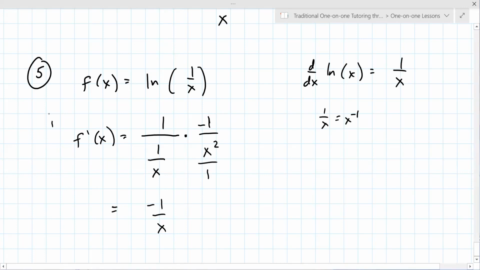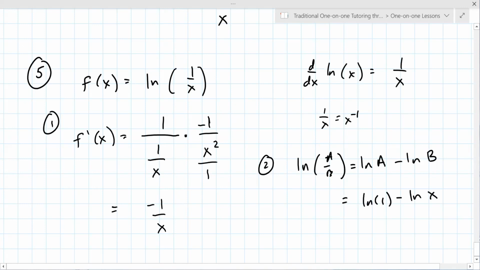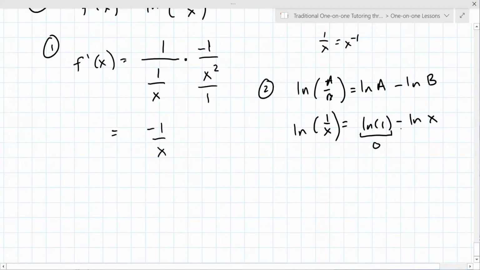Okay, now way 2. This is way 1, and then here's way 2, because you might actually see this. There's a property: natural log of a over b equals natural log of a minus natural log of b. So this right here becomes natural log of 1 minus natural log of x. Now the natural log of 1 is 0, but let's just say it was a 2 up top. It actually doesn't change it. The derivative of a constant is always 0. The derivative of natural log of x is 1 over x, and the negative just comes with it. And see how these are the same?